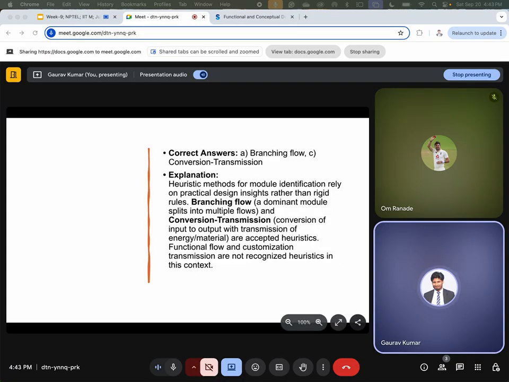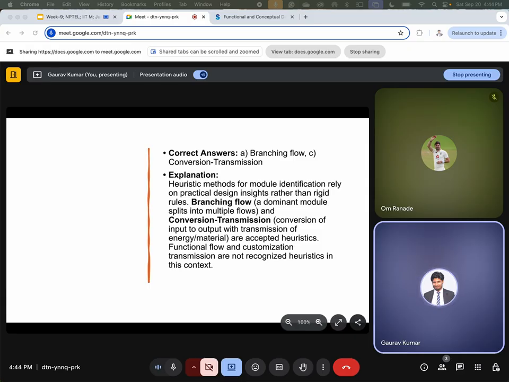Convergent transmissions, on the other hand, involve converting one form of input into another, like electrical to mechanical, while transmitting the effect through the system. So these methods stand apart because they capture a natural pattern of how energy, materials, or information move through a product. Identifying such flow points helps designers to logically define modules that align with the product's real functional behavior.